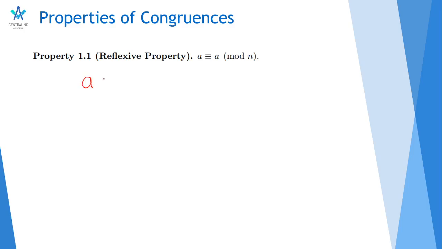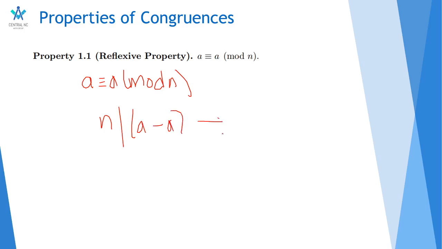Well, this is easy to see. We have that A is congruent to A mod n. That means if this is true, n must divide its difference, which means that n divides A minus A, which means that n divides 0, which is true, and any number divides 0. So this property holds.